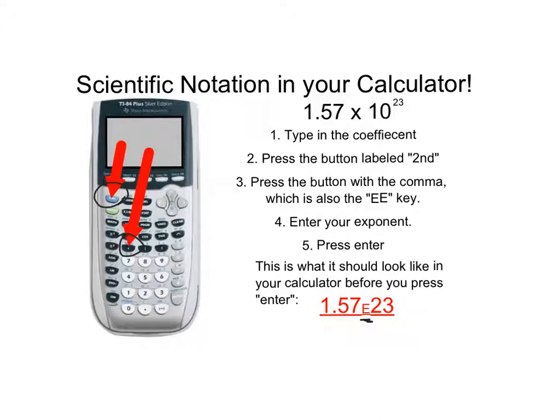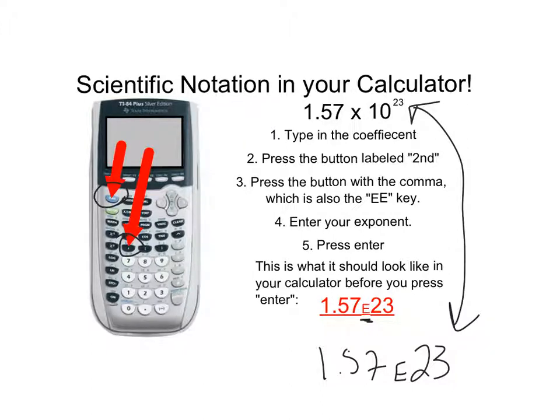You'd hit second comma, which is going to put this little E button. That's what you'd see after step 3. Then you're going to go ahead and type in your exponent, 23. In your calculator, that's how that is read. Then you just hit enter.